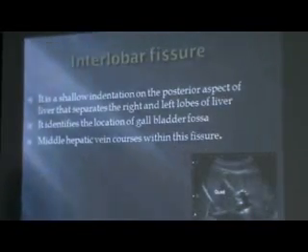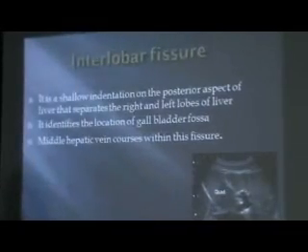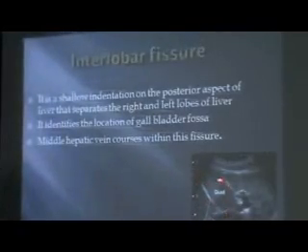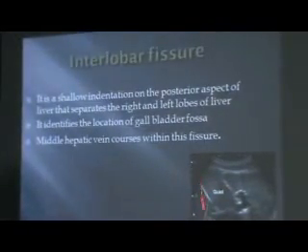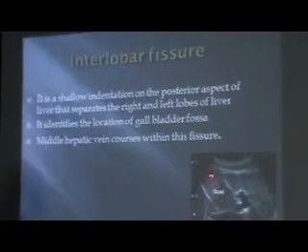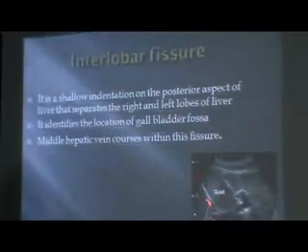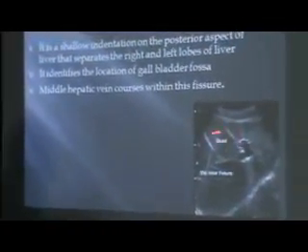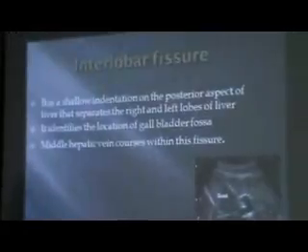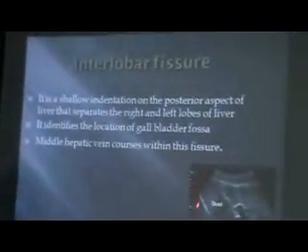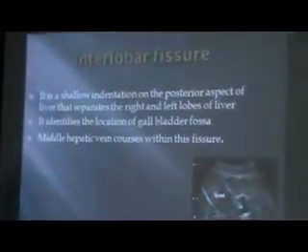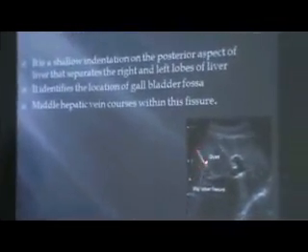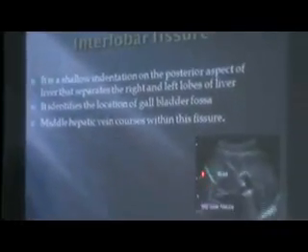The interlobar fissure is a shallow indentation around the posterior aspect of the liver that separates the right and left lobe of the liver. It lies within the gallbladder fossa, as well as the middle hepatic vein lies within this major lobar fissure. The major lobar fissure is an intersecting line between the right and the left lobe of the liver. We draw an imaginary line from the IVC to the gallbladder fossa, and that imaginary line divides the liver into the right and the left lobe. So the major lobar fissure lies inferior to the gallbladder fossa.